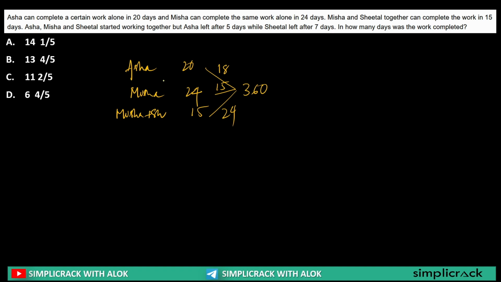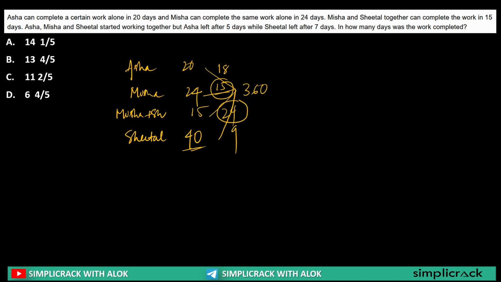So the efficiency of Sheetal is what? The efficiency of Sheetal is 9. So Sheetal will take 40 days to solve this. How did I find out the efficiency of Sheetal is 9? Because the efficiency of Misha plus Sheetal is 15, and the efficiency of Misha is 24, 12. So Sheetal's efficiency is 9. 360 by 9 is equal to 40 days. So Sheetal will take 40 days to complete the work.